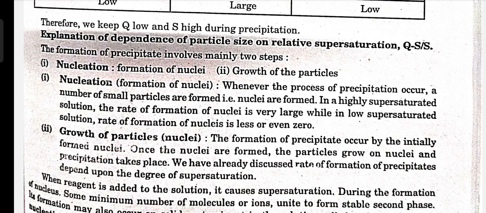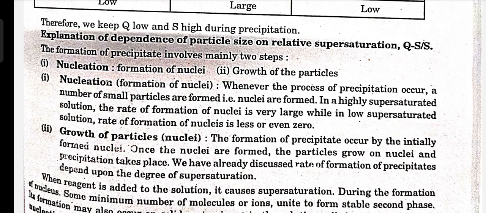Number 1. Nucleation, formation of nuclei. Whenever the process of precipitation occurs, a number of small particles are formed, that is, nuclei are formed. In a highly supersaturated solution, the rate of formation of nuclei is very large, while in a low supersaturated solution, the rate of formation of nuclei is less or even zero. Number 2. Growth of particles, nuclei. The formation of precipitate occurs by the initially formed nuclei. Once the nuclei are formed, the particles grow on nuclei and precipitation takes place.